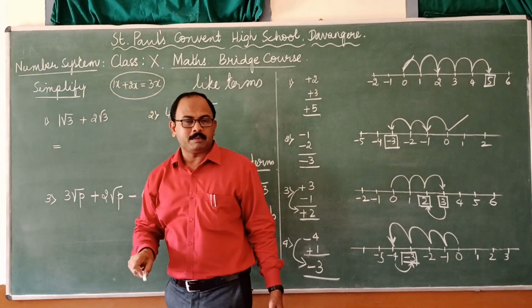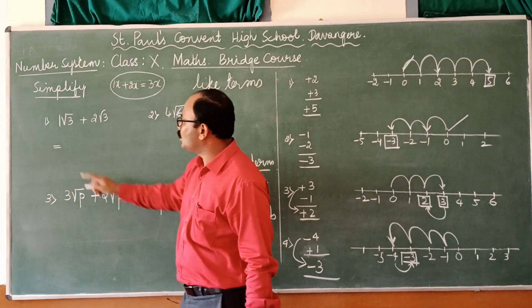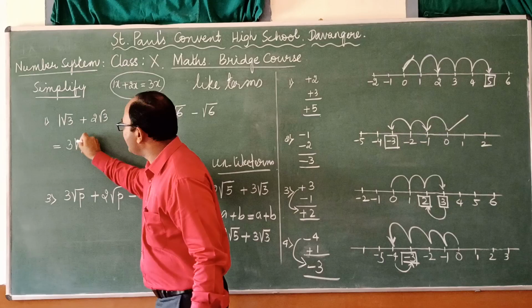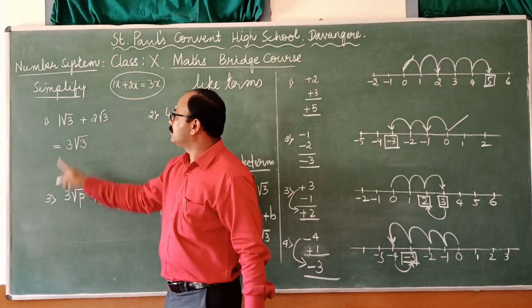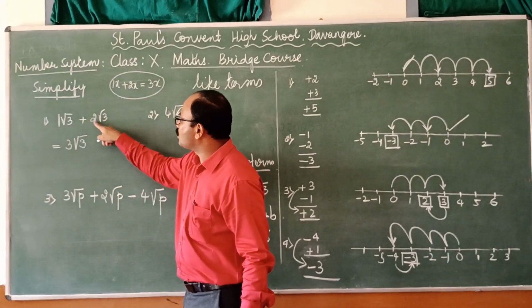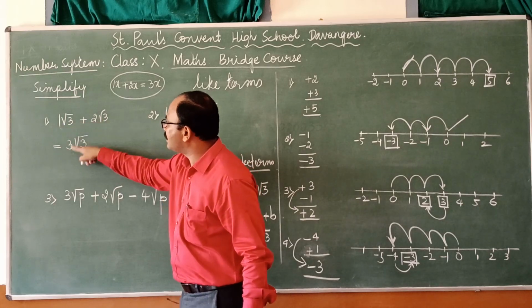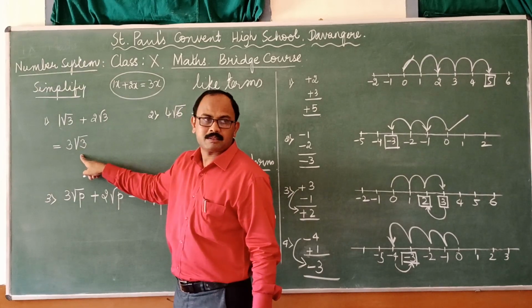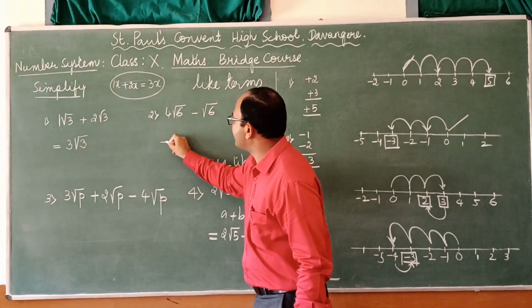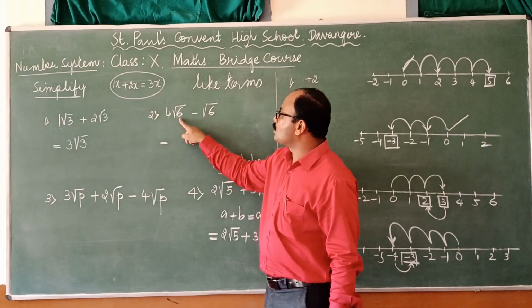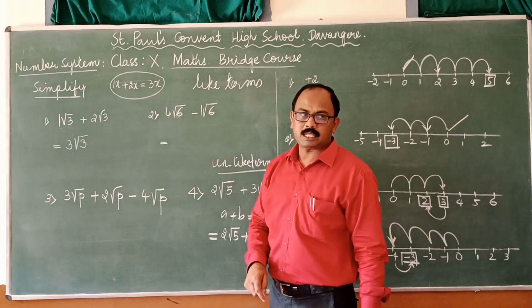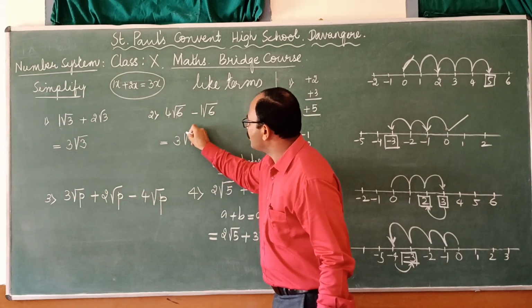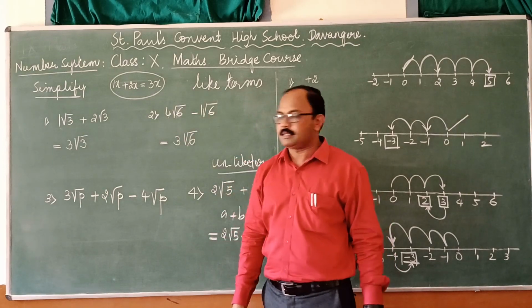In algebra we perform the same operation, and we use it here also. 1 root 3 plus 2 root 3 is 1 plus 2, which is 3 root 3. Just like 1x plus 2x is 3x. Similarly, here the answer is 4 root 6 minus 1 root 6. Therefore, 4 minus 1 becomes 3 root 6 is the answer.